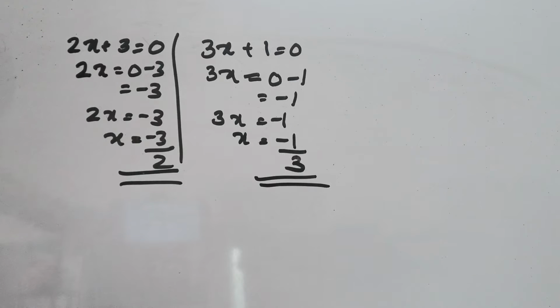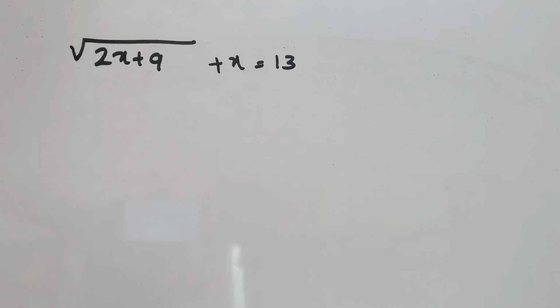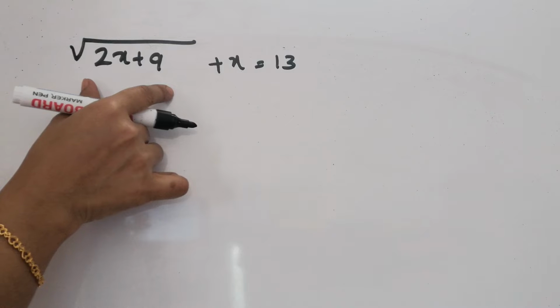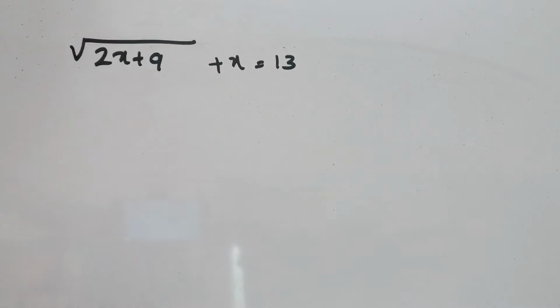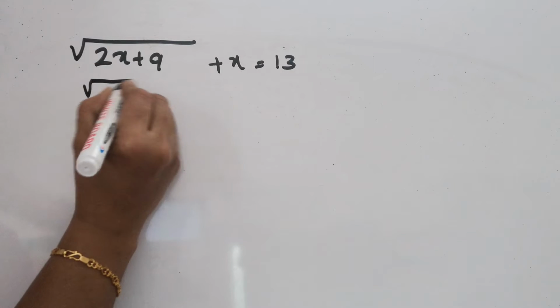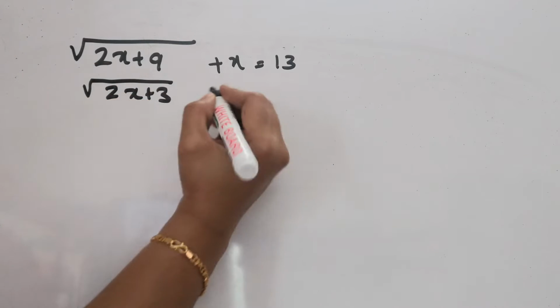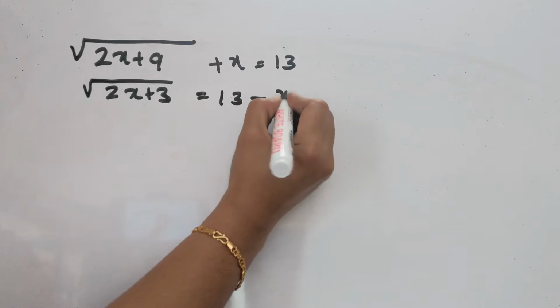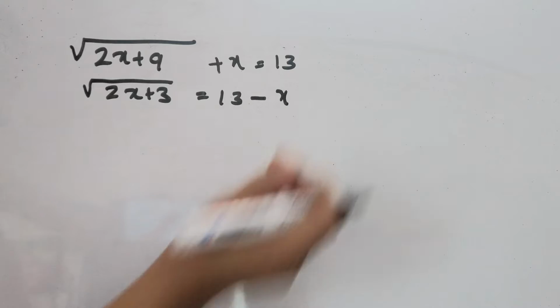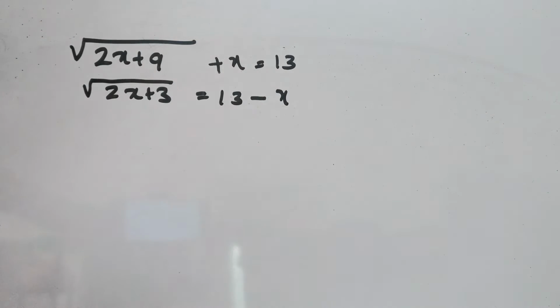Okay, so we move to our next problem, solve for x in a different manner. Here also we have to find the value of x in a different manner. One of the terms will be under a square root and another term will be x, which is equal to 13. Square root of 2x plus 9 plus x is equal to 13. So we write the square root of 2x plus 9 on our left side and move x to the right side, so it becomes 13 minus x.